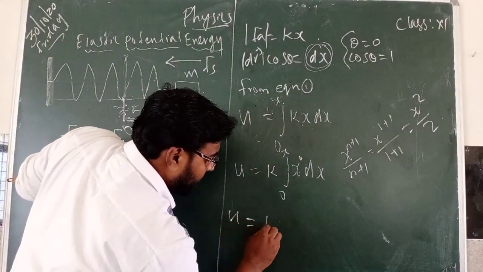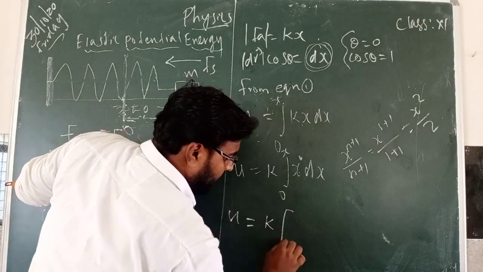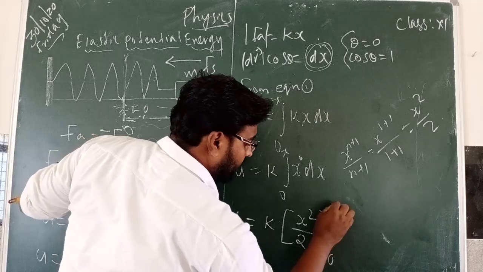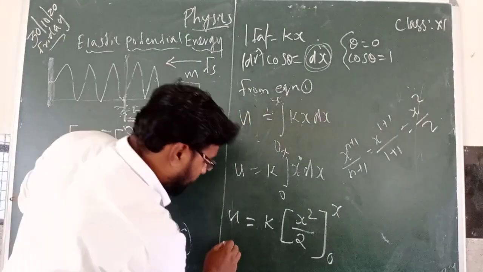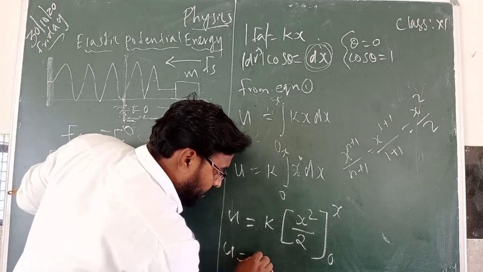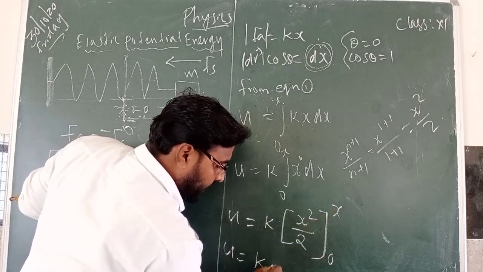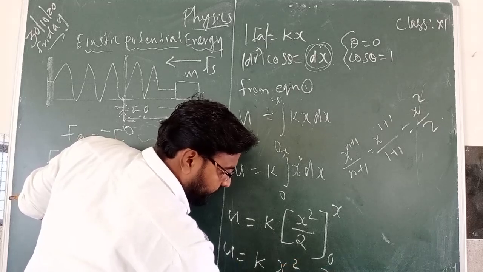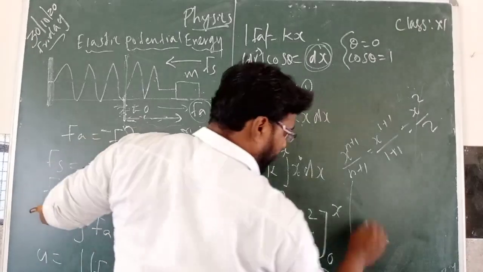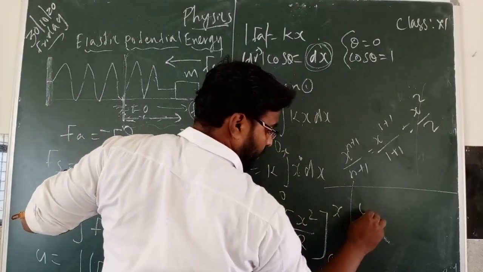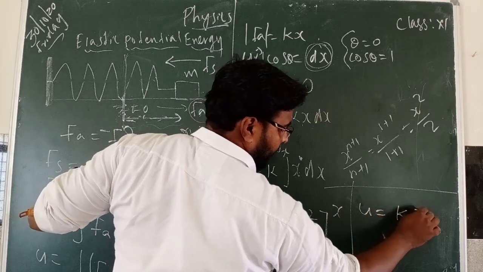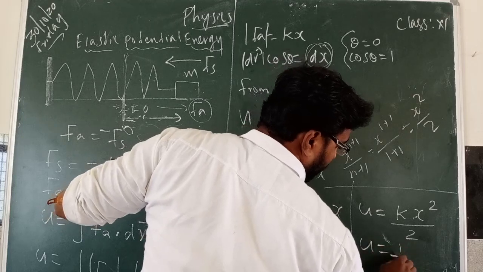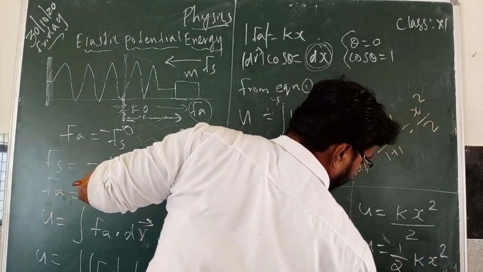U is equal to k into x square by 2, from 0 to x. Now apply the limit, the upper limit. U is equal to k x only, no? So x square by 2 minus 0. So what we will get? We will get u equal to k x square by 2. This is what you can write: U is equal to 1 by 2 k x square.